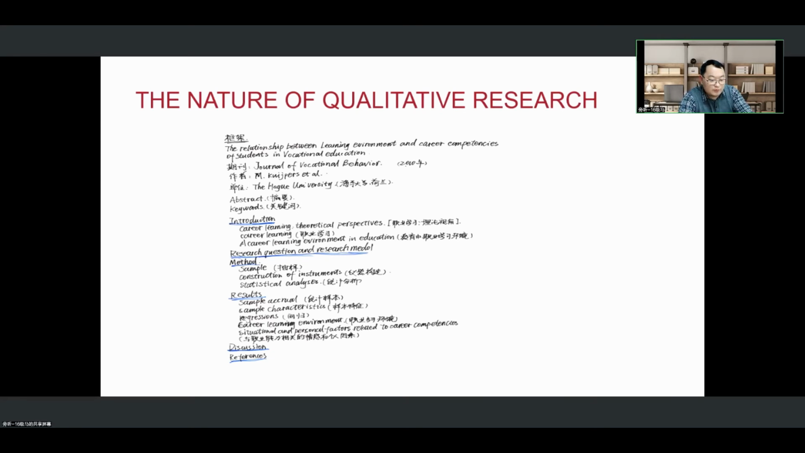The part have introduction, research question, and research method, and the results and the discussion. It's very similar to our qualitative research.